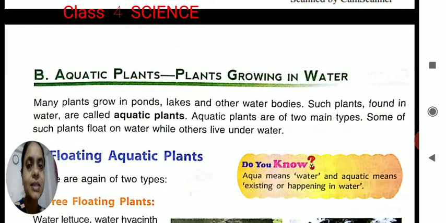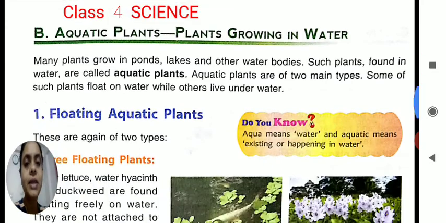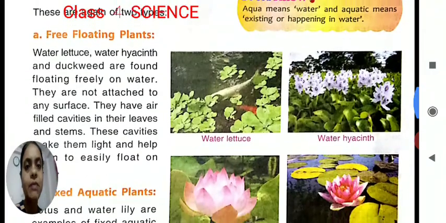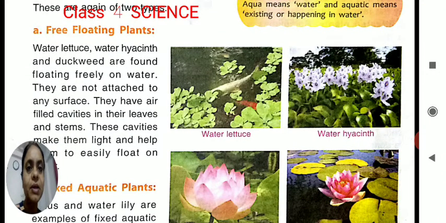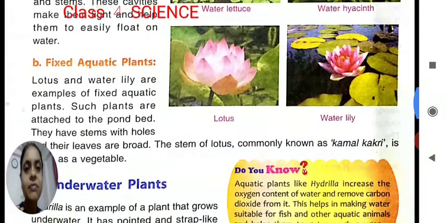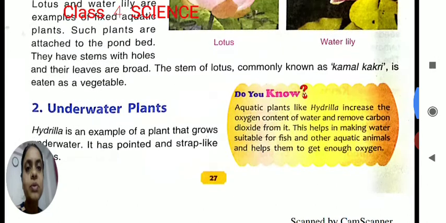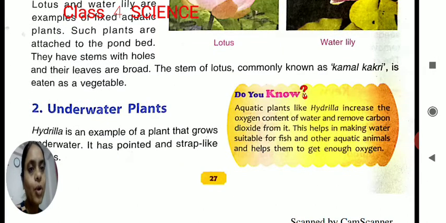Now comes the next category of the plants, that is aquatic plants, means plants which grow in water. In this category we have learned about three kinds of plants. First is floating aquatic plant, in which water lettuce, water hyacinth and duckweed we have learned. They used to float over the water because they are not attached to the surface. Now the second category is fixed aquatic plant, in which the plants need to attach with a surface. In this category lotus and water lily come. They have stems with holes and their leaves are also broad.